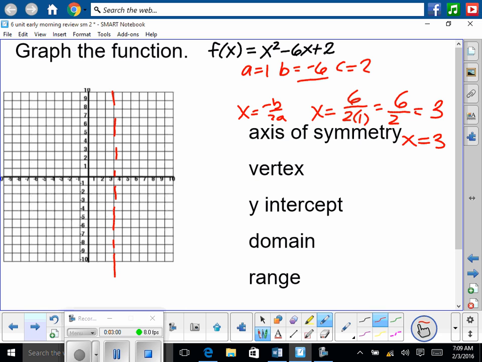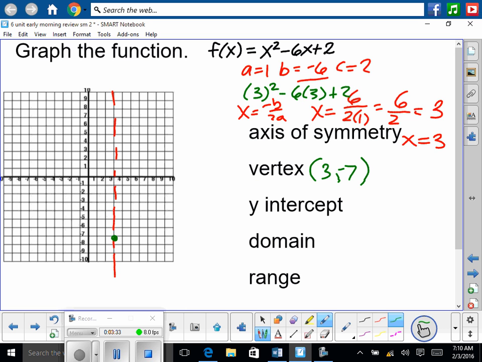And then we know that obviously the vertex is on that line, so 3 comma whatever we get when we plug it in. So 3 squared minus 6 times 3 plus 2. Plus 2, yes. Negative 7. So our vertex is over 3, down 7. So right there's our vertex.